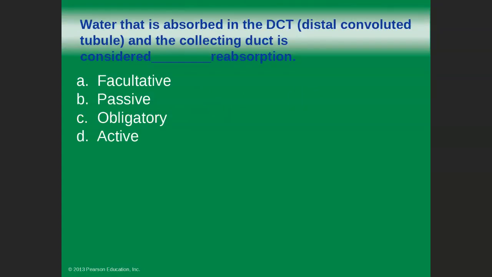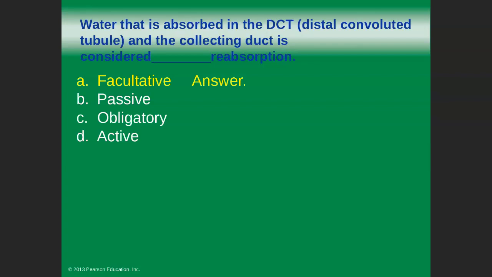Water that is absorbed in the distal tubule and the collecting duct is considered what? Well, if it gets to the distal tubule, that means all the obligatory reabsorption has occurred already. Obligatory means it occurs by factors like osmosis. You have an osmotic gradient that pulls the water out. But by the time it gets to the distal tubule, hormones determine the rest of the sodium and water movement. So that's called facultative reabsorption. Facultative means it involves hormones.